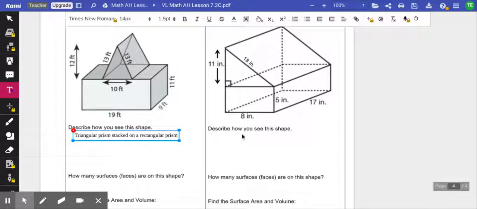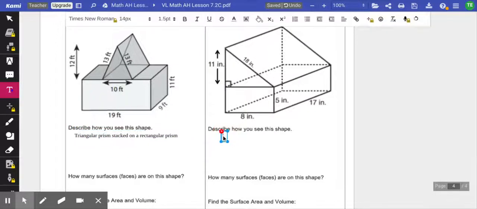Okay, and over here, I also see the same thing, a triangular prism stacked on a rectangular prism. I'm not sure if I can control copy this. I'm gonna try. Yep.